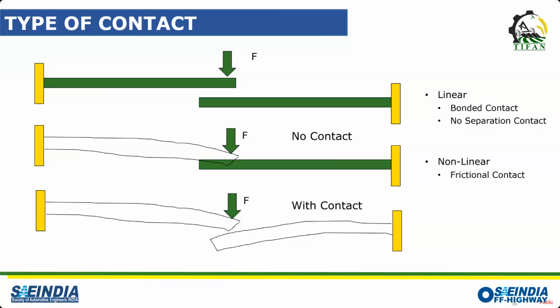There are two types of contact. Linear contact, like bonded contact or no separation, assumes there is perfect contact, like a welded joint. They assume it is perfectly in contact and it will not separate. Whereas frictional contacts assume some relative movement between these two, considering the shear coefficient of friction that we give. Generally for steel materials, we use 0.12 to 0.15 as a standard coefficient of friction. Next slide, Dharmendra.